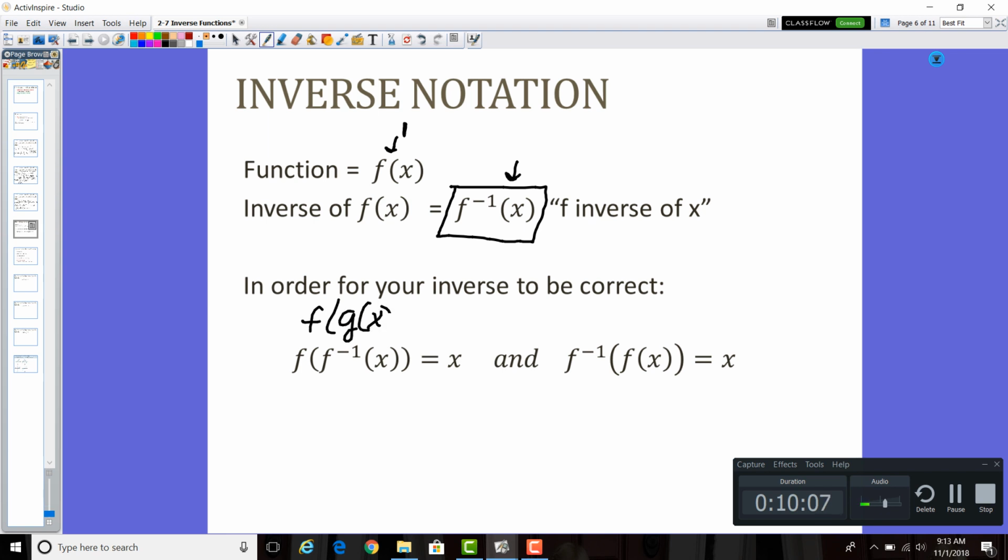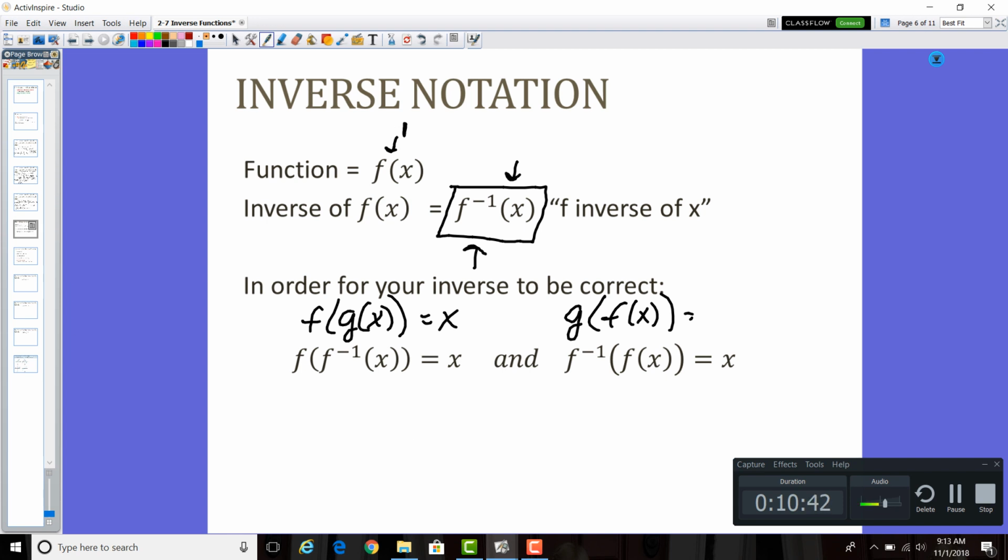The only difference is that I am calling my second function, instead of g of x, I'm calling it f inverse of x. So it's the same rule. Two functions are inverses if their compositions equal x. The notation is different. If my first function is f of x, and now I have to find my inverse, I'm going to label that second function that I find using this notation to tell somebody this expression is representing the inverse of my original function f of x.